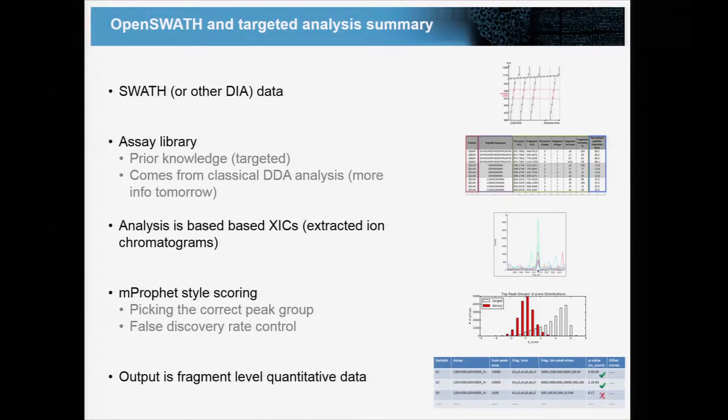And the analysis is based on these XIC, extracted ion chromatograms. The mProphet scoring tells you whether you pick the correct peak group or not, but also some false discovery rate control, and the output is this quantitative fragment level data.